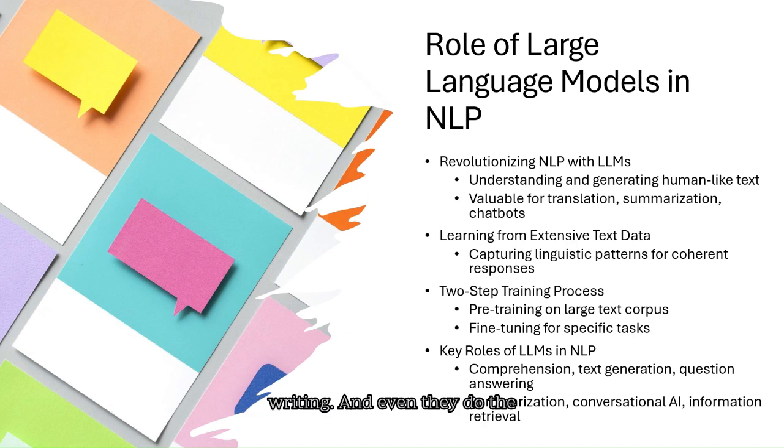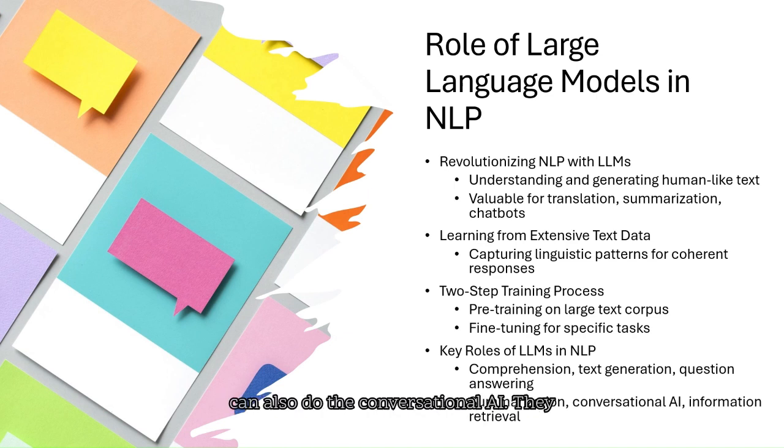And they even do question answering. Large language models are particularly powerful in question answering. They can read the given text and provide accurate answers to questions posed in natural language. They can also do summarization. Large language models can summarize lengthy documents or articles, distilling the most important information into a concise form.